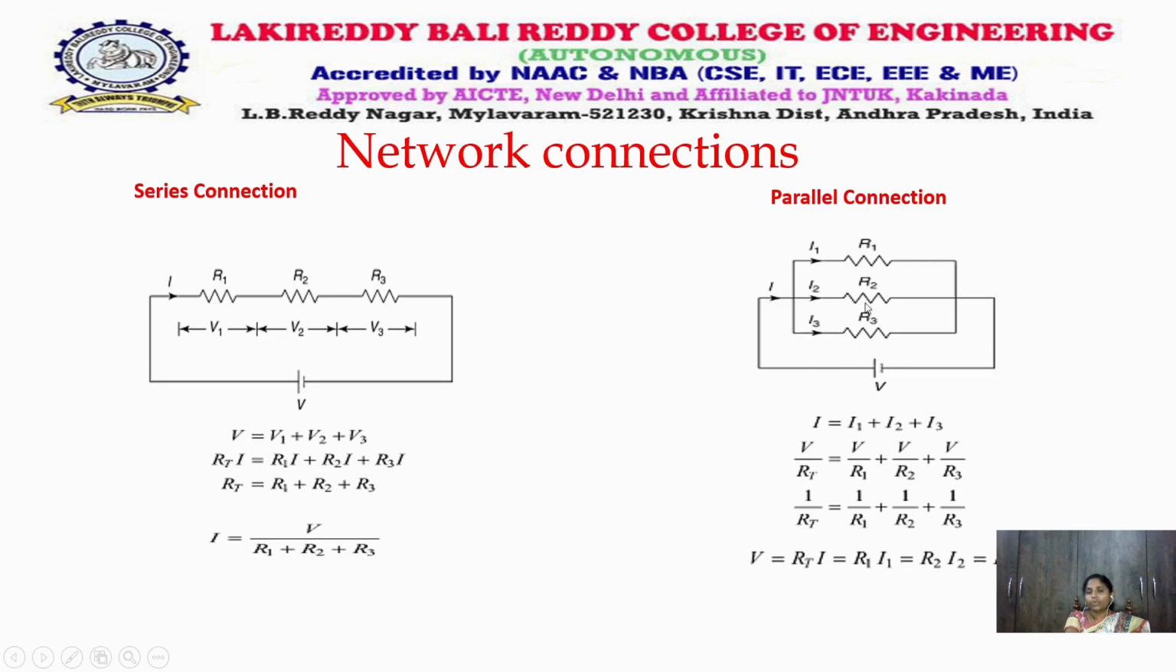So if I write I equals, here I is entering at this node and the leaving currents are I1, I2, I3. The entering current must equal the leaving current. From that, if I apply Ohm's law and find the equivalent resistance, 1 by RT equals 1 by R1 plus 1 by R2 plus 1 by R3. This is the equivalent resistance of the parallel connection of the resistors.